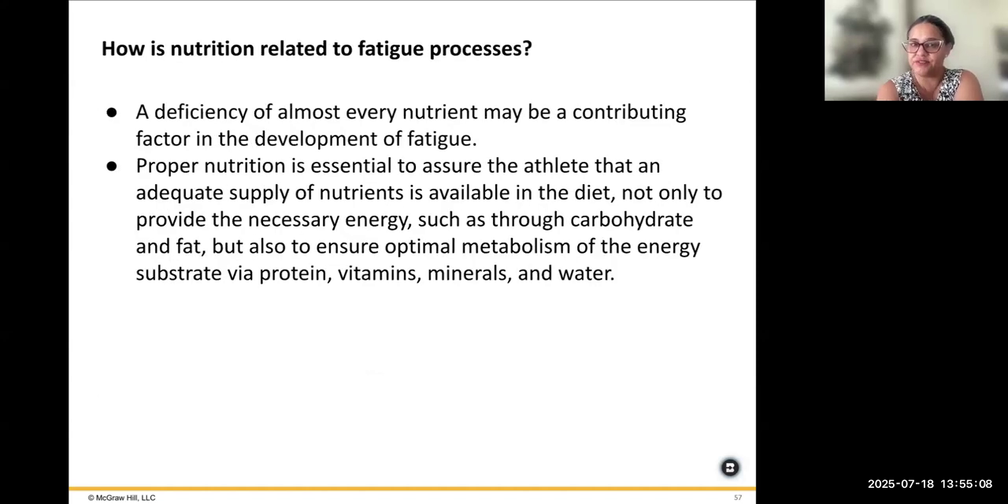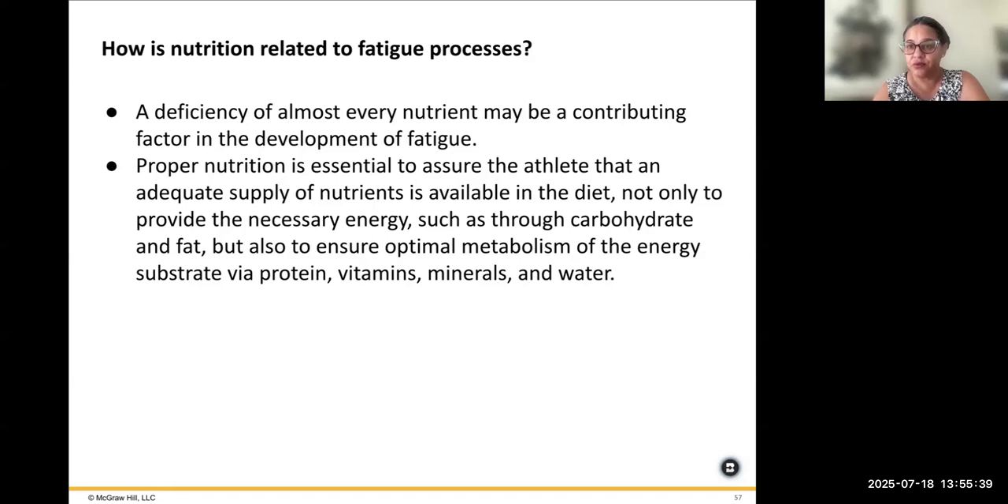How is nutrition related to fatiguing? A deficiency of almost every nutrient may be a contributing factor in the development of fatigue. You're low on just that one little vitamin or mineral or electrolyte or something, and it throws the whole balance off. Proper nutrition is essential to assure the athlete that an adequate supply of nutrients is available in the diet, not only to provide the necessary energy, such as through carbohydrate and fat, but to ensure optimal metabolism of the energy substrate via protein, vitamins, minerals, and water.